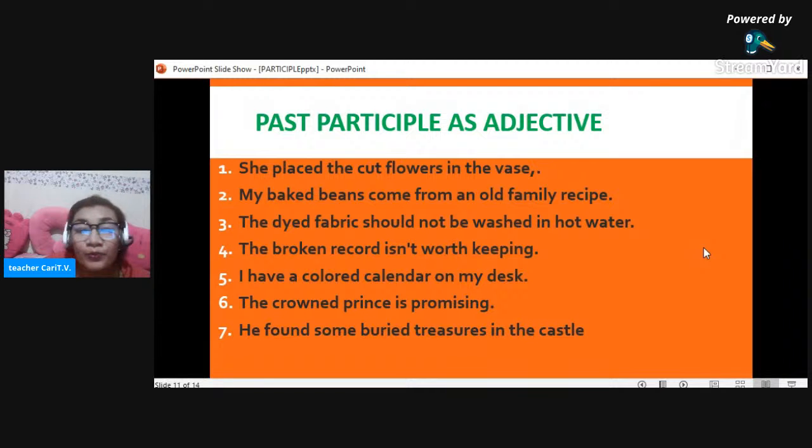Number 4, the broken record isn't worth keeping. Number 5, I have a colored calendar on my desk. Number 6, the crown prince is promising. Number 7, he found some buried treasures in the castles. As you may know, these modifiers, or participles or participial phrases, can come before or after the noun they modify.